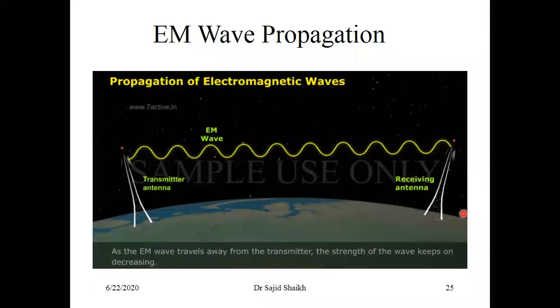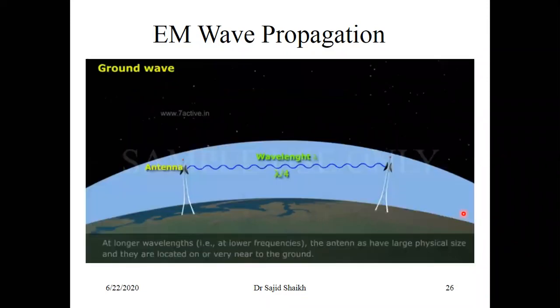But this is only the general form. If we look at something more specific, this propagation is divided mainly into three types. Now this is in front of you: the ground wave propagation. Here you can see the transmitter antenna, receiver antenna, and curvature of Earth. In ground wave propagation, the transmitter antenna and the receiving antenna should be visible to each other, and only then can you transmit the signal. So that is an important factor.